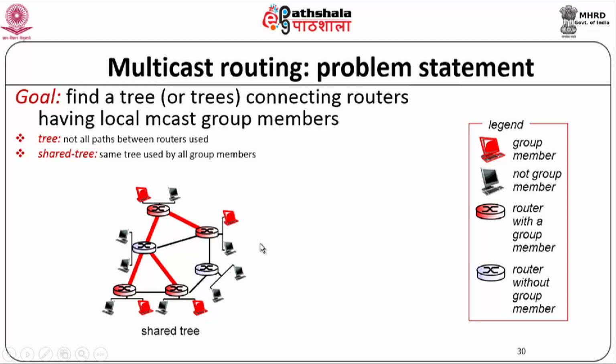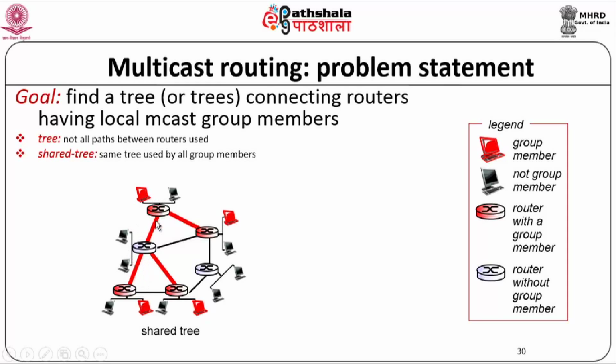You could have what is called a shared tree. When we talk of trees, there are two types of trees that we talk about here. One is called a shared tree. A shared tree is the same tree used by all the group members. So, if you take this one for instance, this router, this router, this router and this router are all connected by means of this particular tree here.